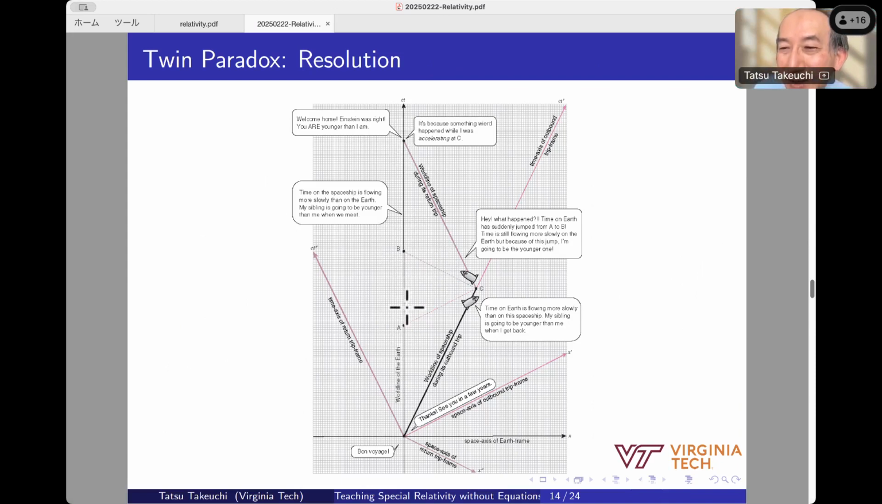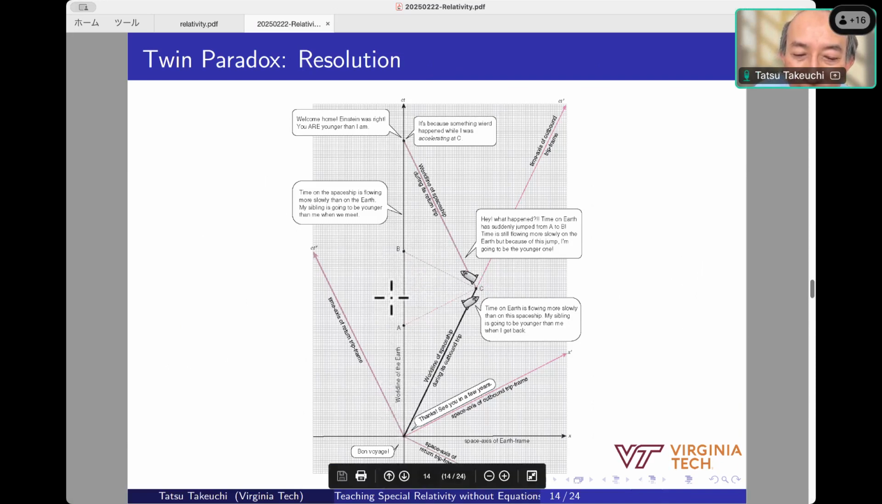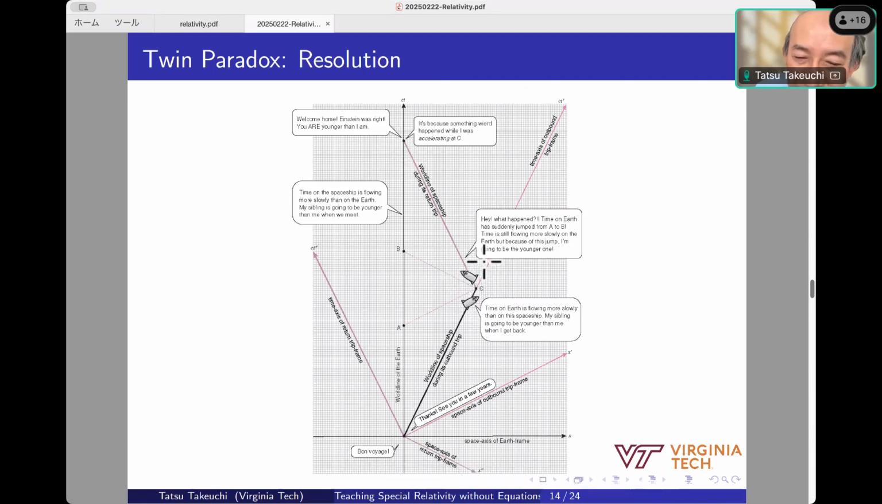Okay, the Earth frame observer will see time on the spaceship passing at a slower rate than on the Earth, and the Earth frame observer will see that happening both during the outbound trip and during the return trip. And the same thing happens for the spaceship observer, except at the turnaround, the point that is simultaneous on the Earth will jump from A to B. So for the spaceship observer, it will look like time on the Earth has suddenly jumped into the future.